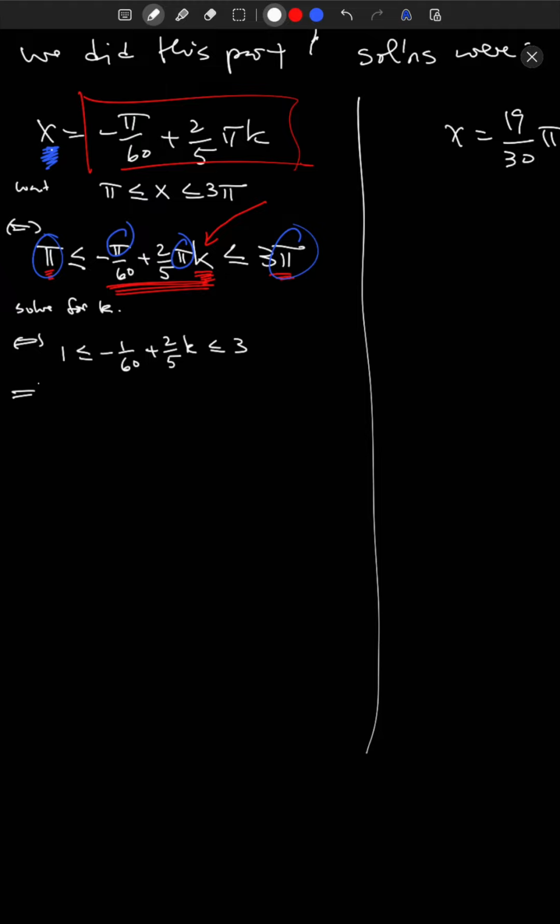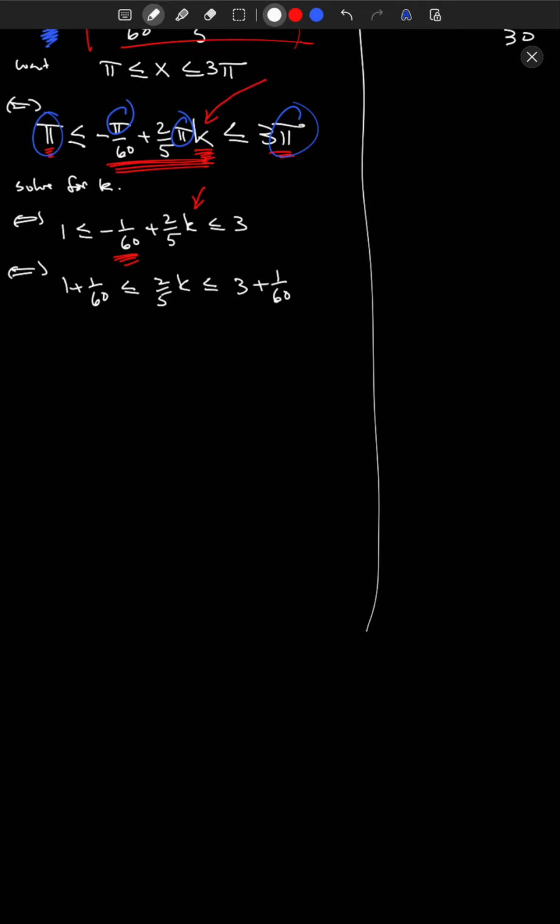All right, now I just do algebra. This minus 1 over 60, I'm going to add it to all three sides so that I can isolate the k, right? I want to isolate the k. So if I do that, I get 1 plus 1 over 60 less than or equal to 2/5 k less than or equal to 3 plus 1 over 60. All right. Okay, one trick here.